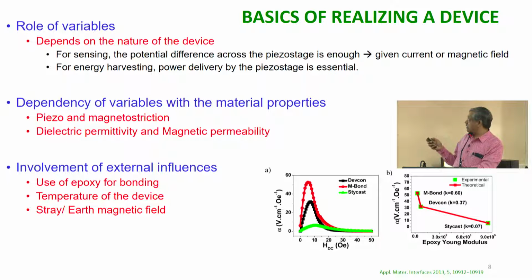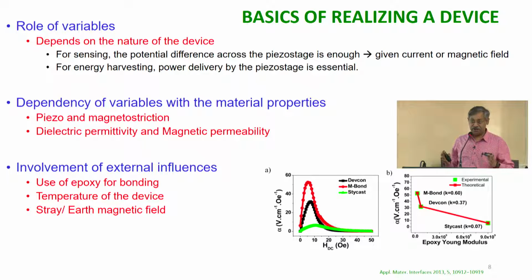Then for energy harvesting, as I mentioned, power delivery is important rather than the value of alpha alone. We need how much power. That means we need not only the potential difference, but also the amount of charges flowing in, which is nothing but the current. So I have to check the power dependency on the variables. That comes from the material property. The material has to have a large piezoelectric response and a large magnetostriction to get a large value of alpha.